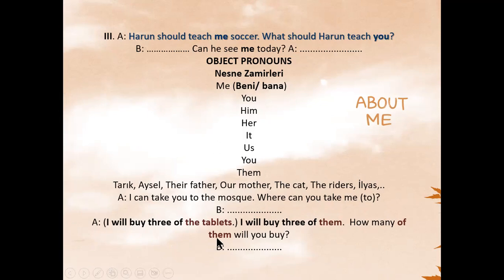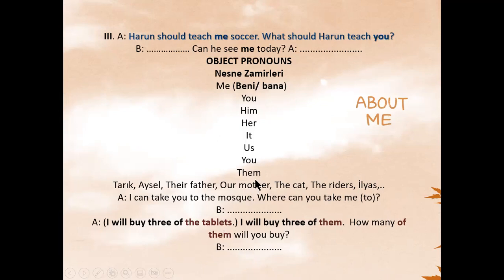I will buy 3 of the tablets. This is interesting. I will buy 3 of them. Is it clear? Okay. I will buy 3, not their, not they, not themselves. I will buy 3 of them. 3 of you. I will see, for example, 3 of them. I will see 3 of you. They will see 3 of us. Okay, for the plural object pronouns. 3 of them. How many of them?